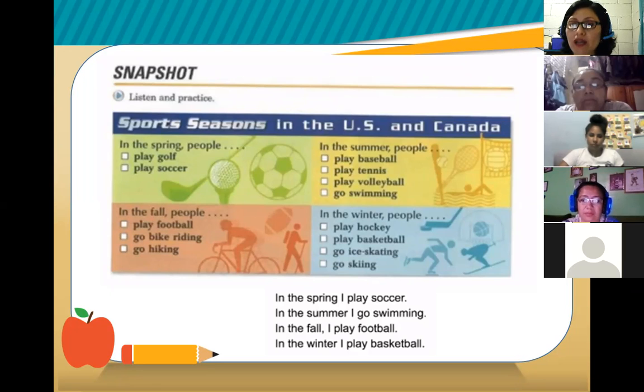For example, in the spring, I play soccer. In the summer, I go swimming, which is something that we do in El Salvador, by the way. In the fall, I play football. And in the winter, I play basketball, okay? But in El Salvador, we do not have specific seasons to play sports. So what are the most popular sports in El Salvador?